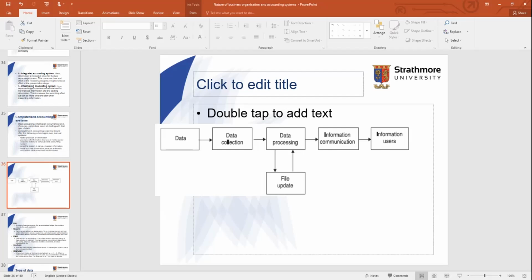And of course, after that, it goes to the users. It's now upon you as a user to extract that information. I, as the payables accountant, want to extract data concerning the payables. As a receivables accountant, I want the information regarding the receivables.